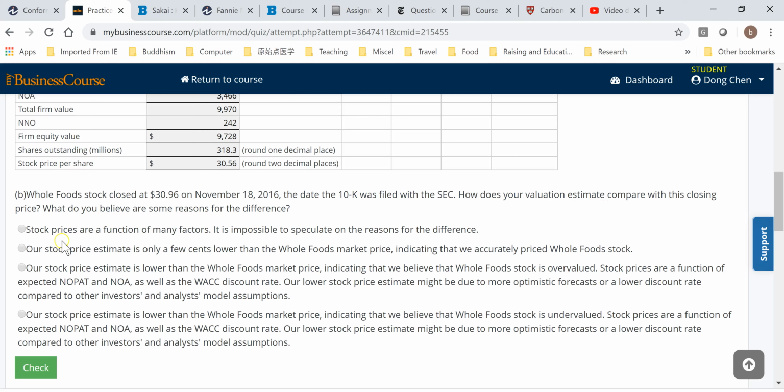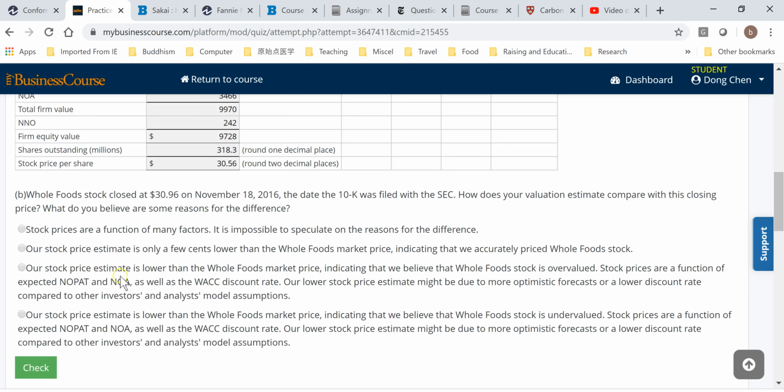So A, stock prices are a function of many factors. It is impossible to speculate on the reasons for the difference. This is obviously not correct, right? Our stock price estimate is only a few cents lower than the Whole Foods market price, and that is correct, indicating that we accurately priced Whole Foods stock. So this sounds right, actually, but let's read further. Maybe there's a better answer.